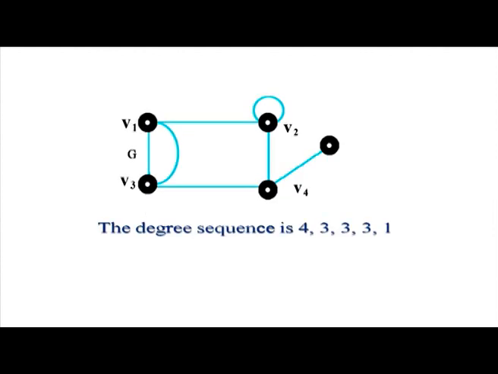For this graph, the degree sequence is 4, 3, 3, 3, 1. Here degree of V1 equal to 3, degree of V2 equal to 4, degree of V3 equal to 3, degree of V4 equal to 3 and degree of V5 equal to 1.